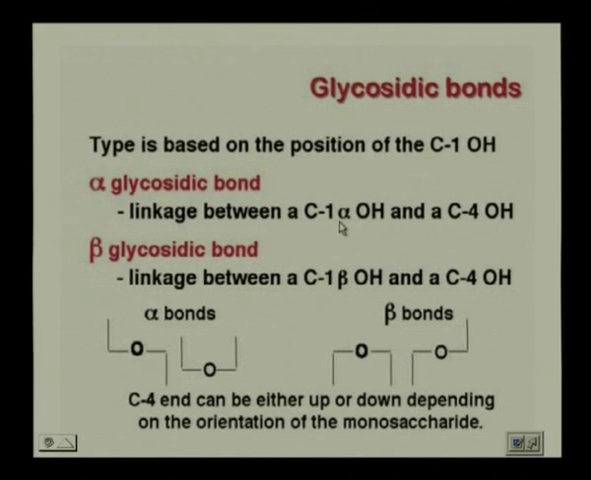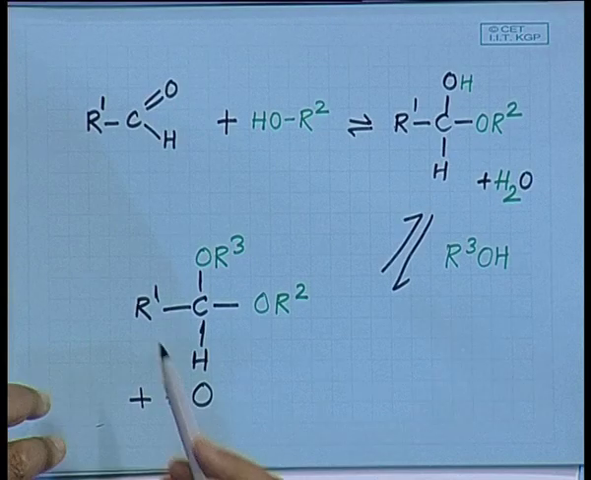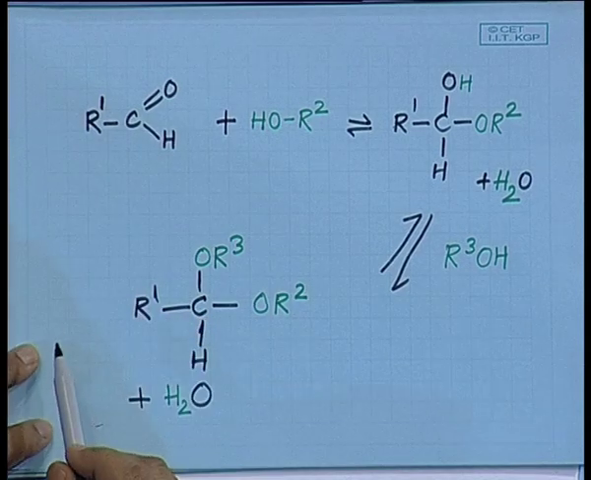If the first carbon is an alpha, it is called an alpha glycosidic bond. If it happens to be a beta, it is the linkage between a C1 beta OH and a C4 OH. It is called a beta glycosidic bond. Let us just go here and look at how we had hemiacetal formation.